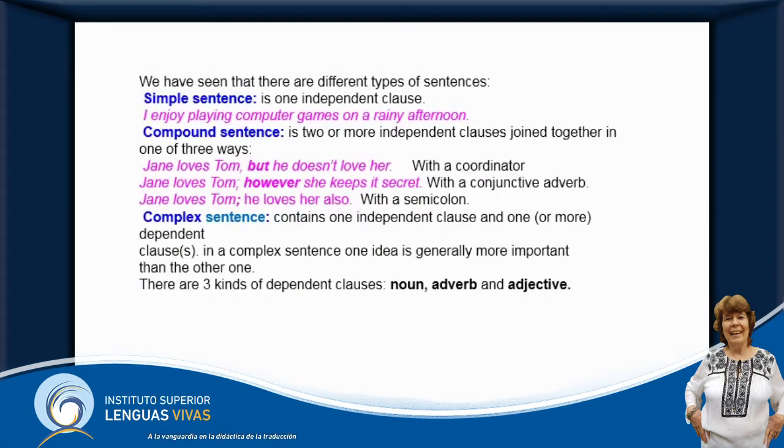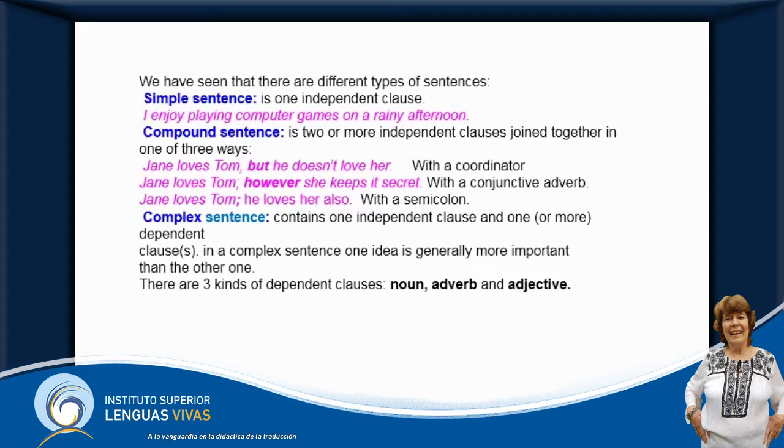This class that we are going to do today is about complex sentences. We have seen that there are three different types of sentences. You have a simple sentence, which is one independent clause. For example, I enjoy playing computer games on a rainy afternoon. And here you have a subject, a verb, and a direct object.